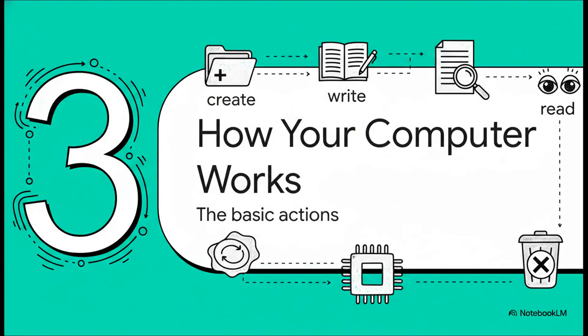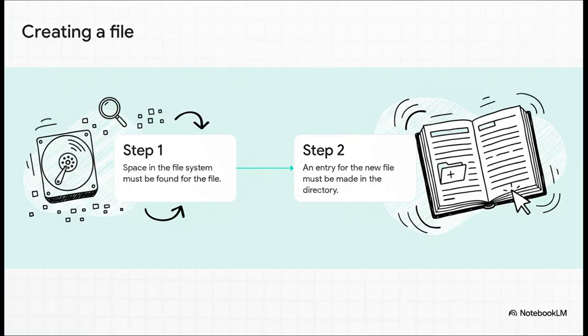So we know what a file is, but what can we actually do with it? Let's talk about the basic operations, the fundamental verbs of file management. Things like creating, writing, reading, and deleting. The moment you hit Save As on a new document, this is what happens in a blink of an eye. The operating system scouts for some empty space on your hard drive. As soon as it finds a spot, it makes an entry in the directory, which is like the master index. And that entry basically says, hey, we've got a new file, and here's where you can find it.